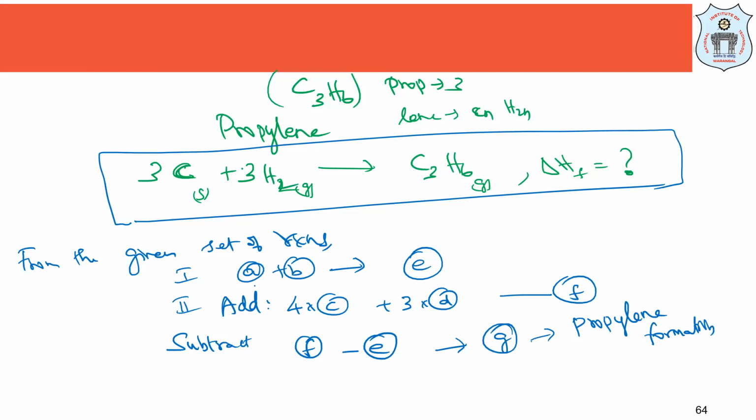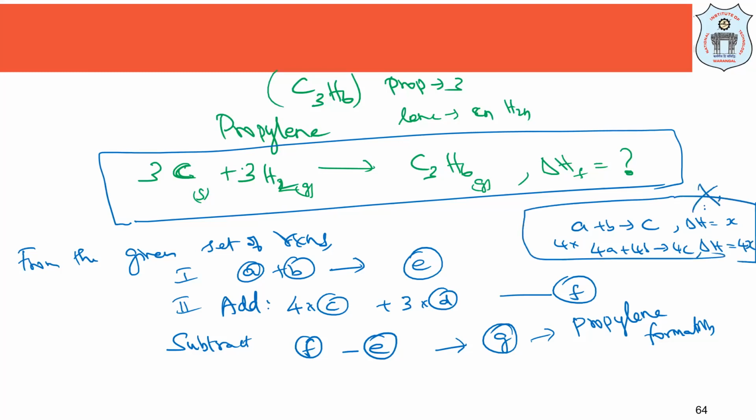So remember, when you are multiplying any equation, say for example, I have A plus B giving C with delta H value, some value X. When I multiply this equation by 4, what I get is 4A plus 4B giving 4 times C, which means your delta H for this equation will become 4X. So that is an important thing we should keep in mind when you are doing this type of numericals.